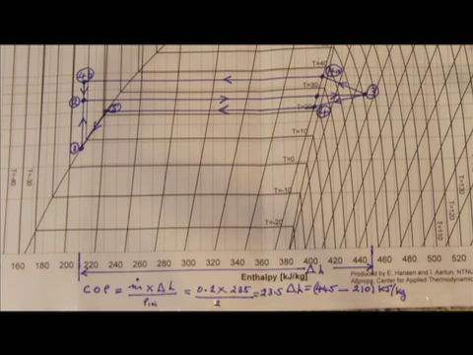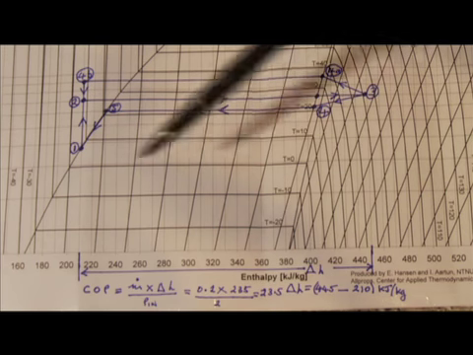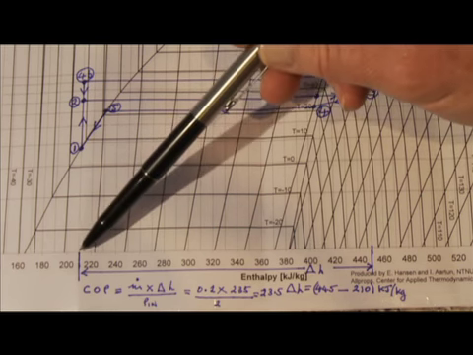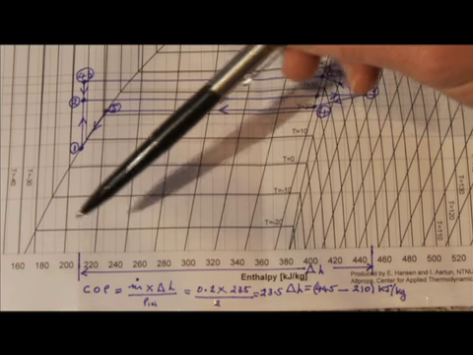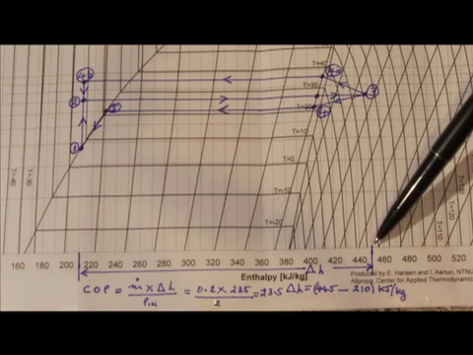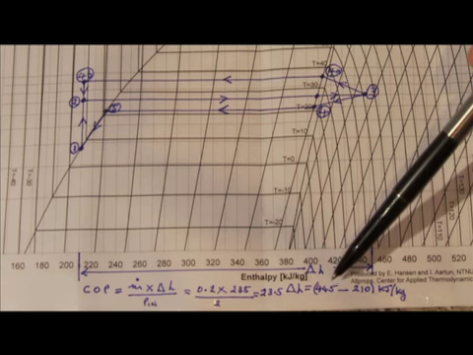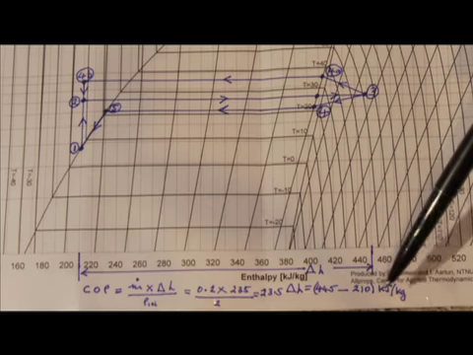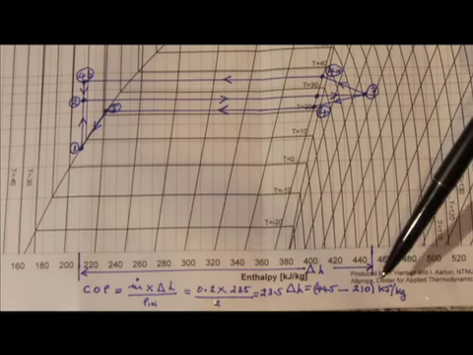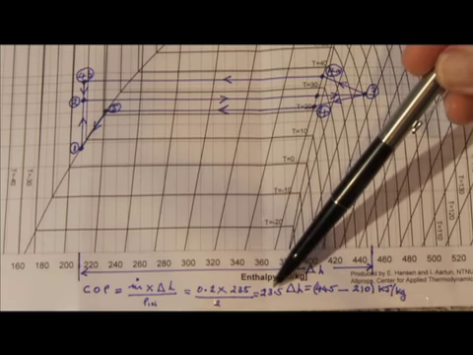If one looks at this diagram, you can see enthalpy on the bottom here. Enthalpy is defined as the heat content per unit mass. And you can see that the cycle started at an enthalpy of around about 210 kilojoules per kilogram and finished at around about 445. If we subtract 210 from 445, we get an enthalpy change of 235 kilojoules per kilogram.